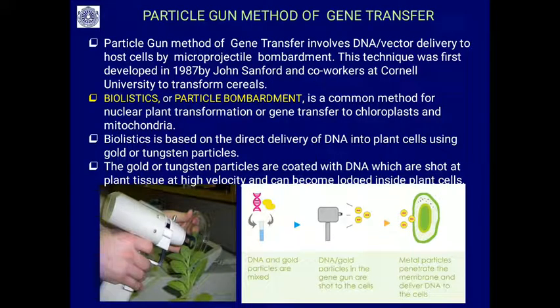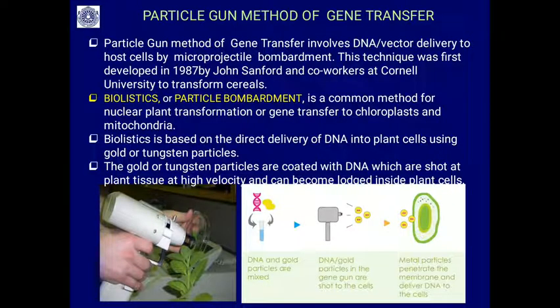The particle gun method of gene transfer, or particle bombardment, as it is called, involves DNA or a vector carrying our gene of interest delivered to the host cells by microprojectile bombardment. This technique was first developed in 1987 by John Stanford and co-workers at Cornell University to transform plant cereal cells.